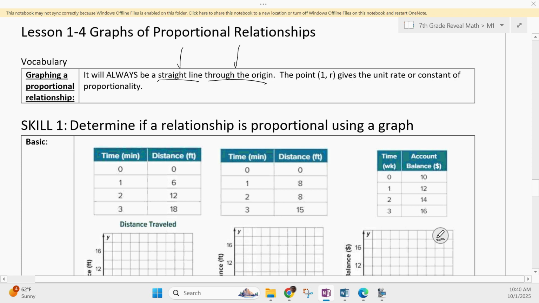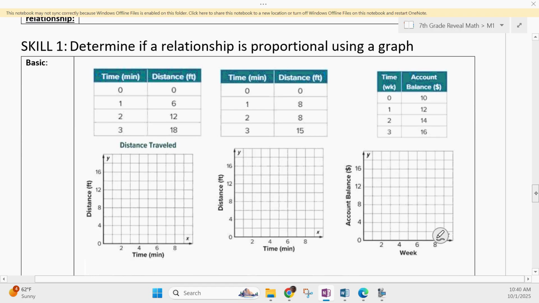And that means any dot on that graph can be divided. Wow, no way. Division again? Yes, any dot on that graph, take the two numbers from that dot, divide it, and that gets you your unit rate or constant of proportionality. Now you guys are so intelligent, you probably know already which of these three is proportional. You can just kind of look at the table and know. Okay, the math is pretty simple.